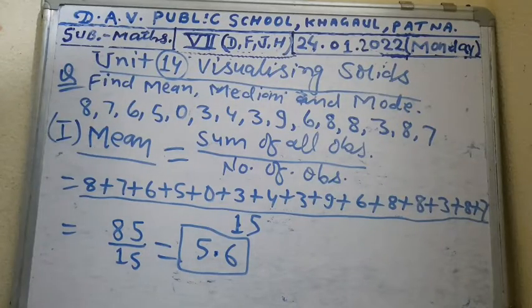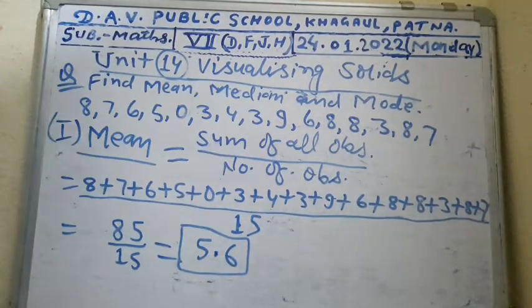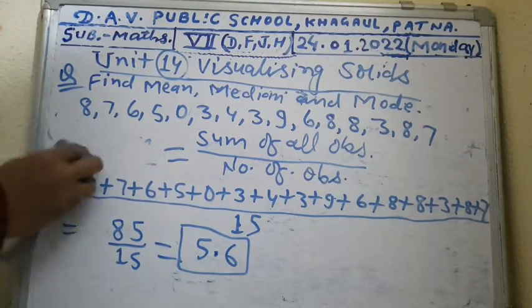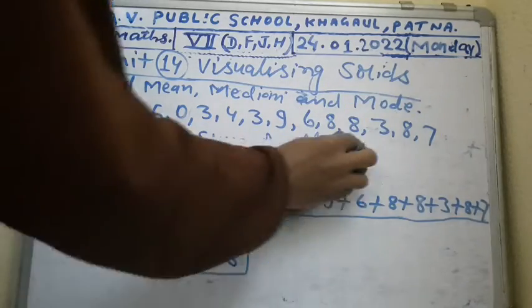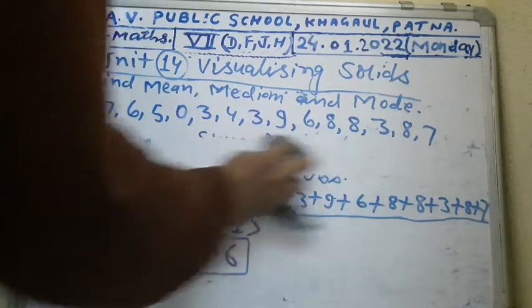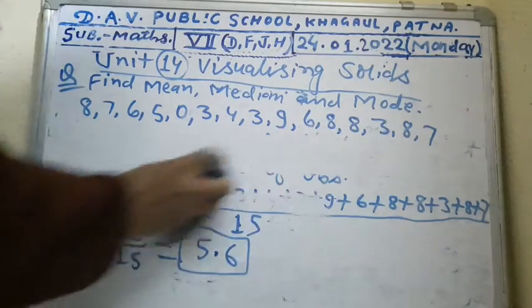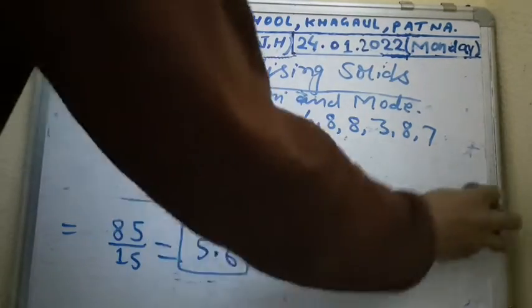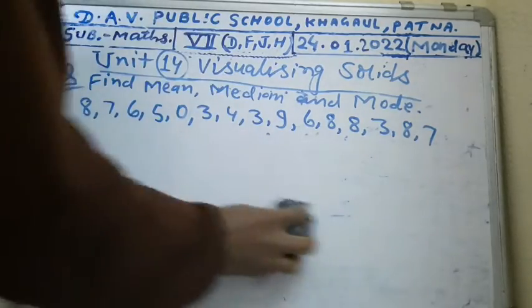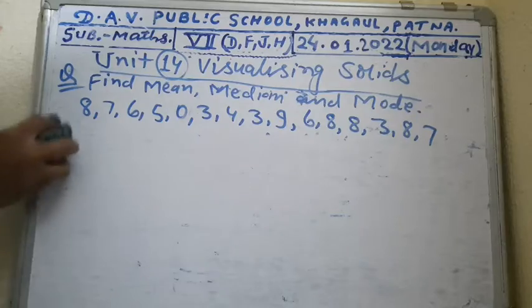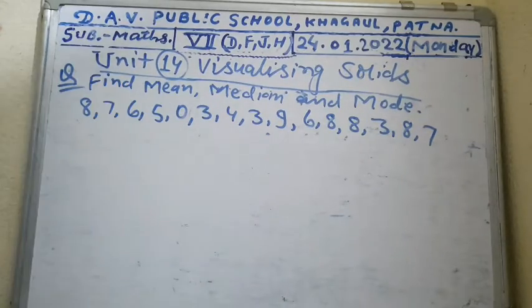Then we come on second to find median. आइए इसको मिटाते हैं. नेक्स्ट इसी ऑब्जर्वेशन से मीडियन फाइंड करना है. ऑब्जर्वेशन इज द सेम, डाटा इज द सेम, but we have to find now median. Second question is that to find median.